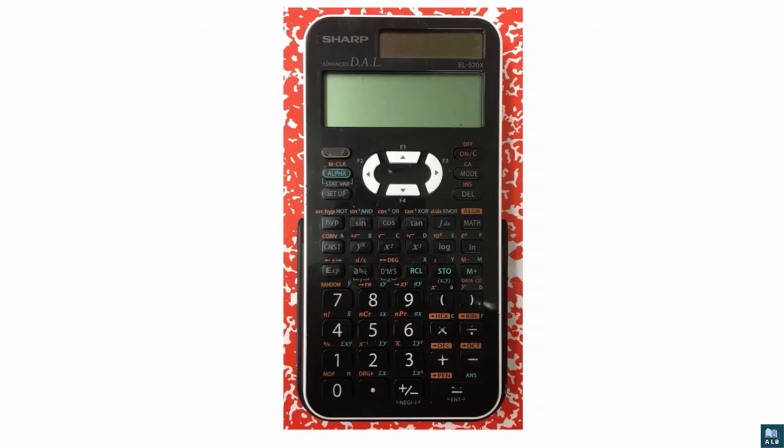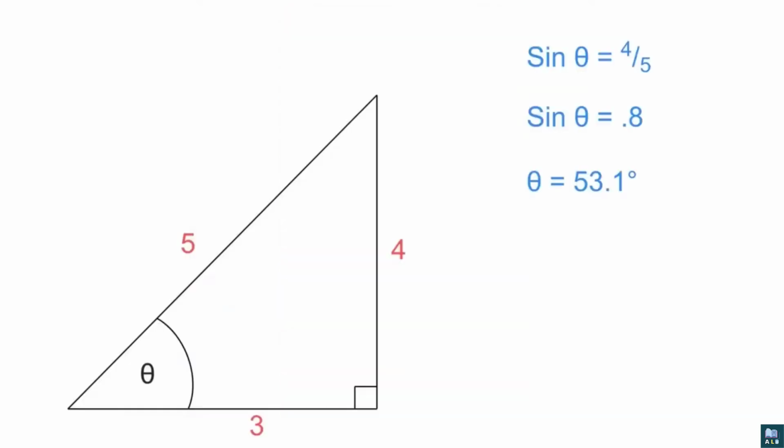Or depending on what your calculator is, it might be 0.8, second function, inverse sine. Every calculator is different, so you'll have to get used to it on your own. But that should get you the answer that you're looking for. That will get rid of the sine. So inverse sine 0.8 will give you the angle, which is 53.1 degrees. So there you go.